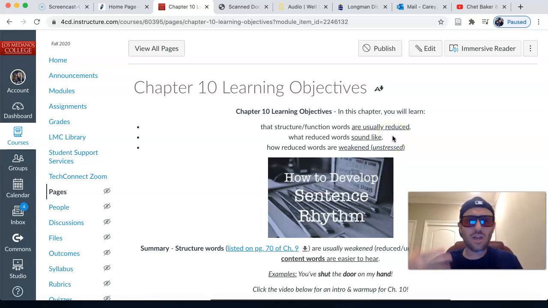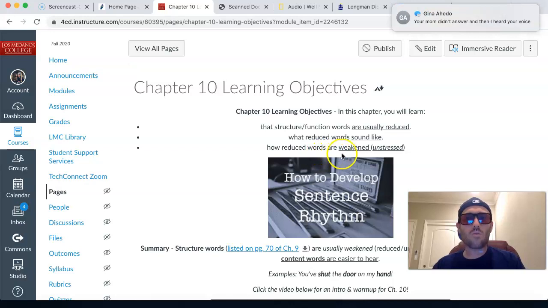We're going to continue that topic. Reduction is actually the topic for this chapter, and what reduced words sound like. Sure, they're unstressed or reduced, but how does that change their pronunciation? What do they sound like? We're going to look at that. We're also going to look at how reduced words are weakened or unstressed.